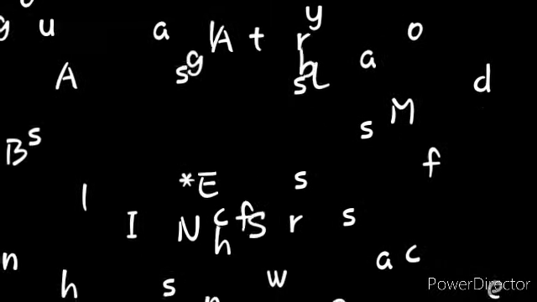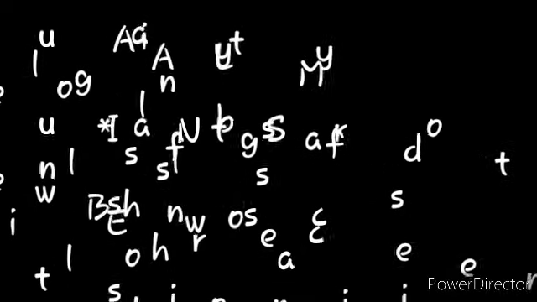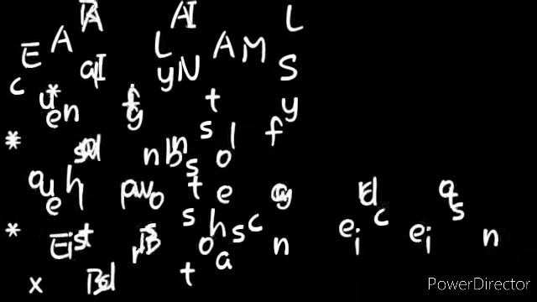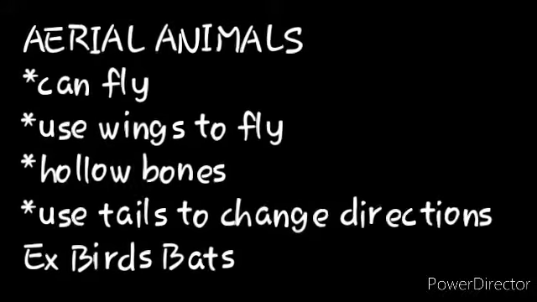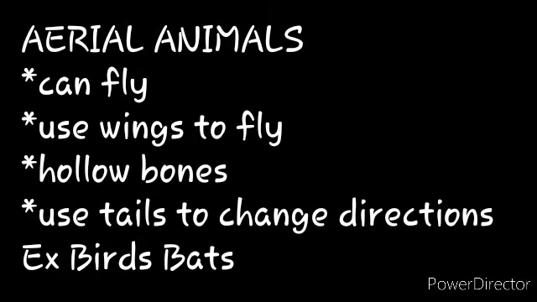Now let's discuss aerial animals. Aerial animals can fly. Birds and bats are the most common examples of aerial animals. Birds use their wings to fly. They have hollow bones due to which their bodies are lightweight. They change direction while flying with the help of their tail. Feathers on their body keep them warm.